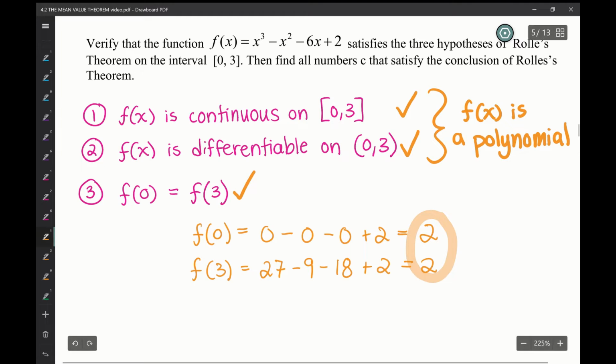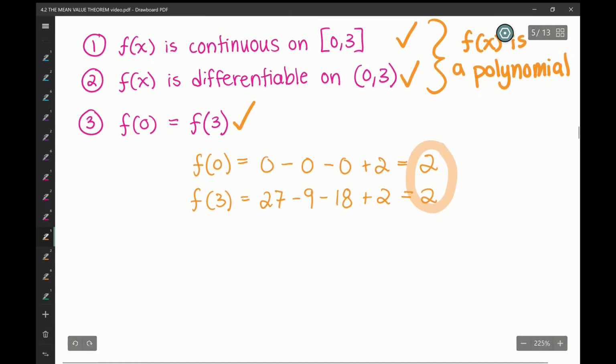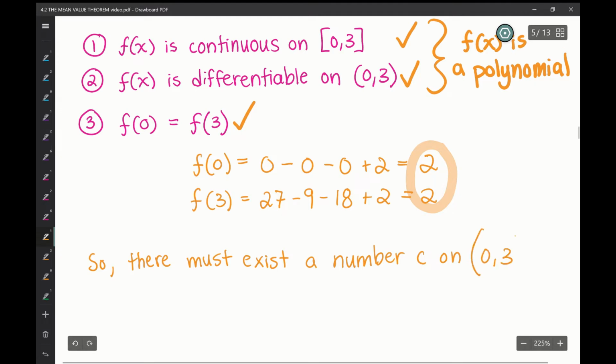Since this function satisfies the three hypotheses of Rolle's theorem over this interval, we can conclude, so there must exist a number c on the open interval from 0 to 3, such that f prime of c is equal to 0.